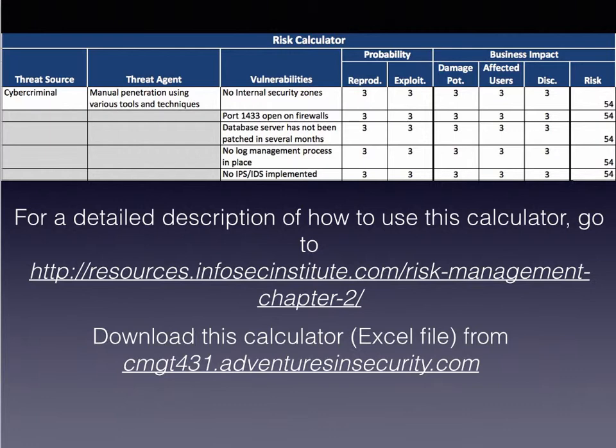So if you notice, instead of using dollars, we're assigning numbers, and these numbers can reflect low, medium, high, as they do in this case. They also reflect, with a value as opposed to dollar amounts, the probability or likelihood of occurrence and the business impact. Those two values, probability and business impact, are multiplied together to come up with a risk value.